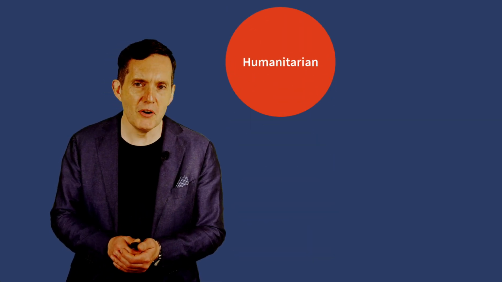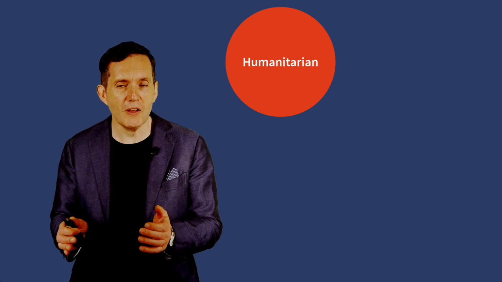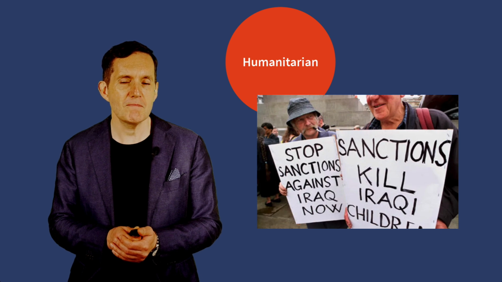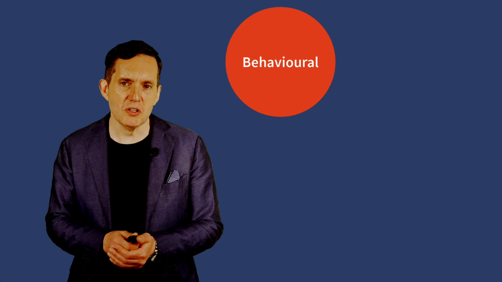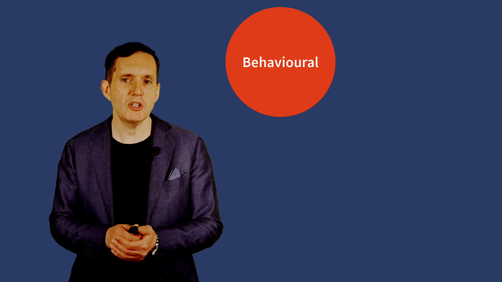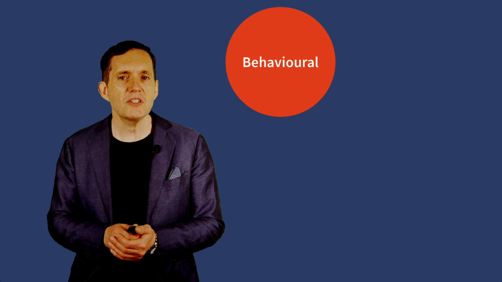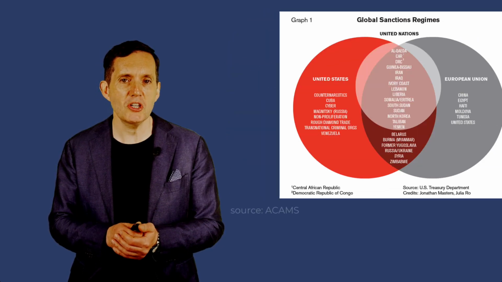They have a humanitarian impact. While sanctions aim to pressure governments, they can also inadvertently affect civilians by limiting access to essential goods and services. They can encourage behavioral change. Effective sanctions can compel the targeted entity to alter its policies or actions to have the sanctions lifted. Sanctions are implemented by individual countries and international organizations.